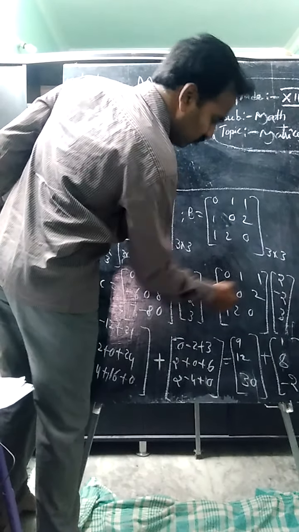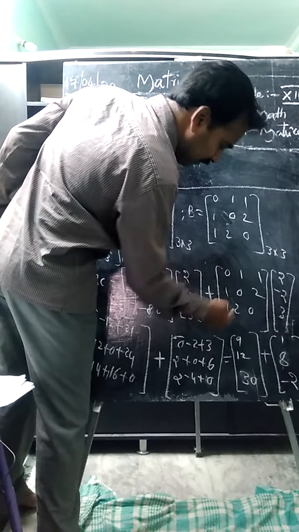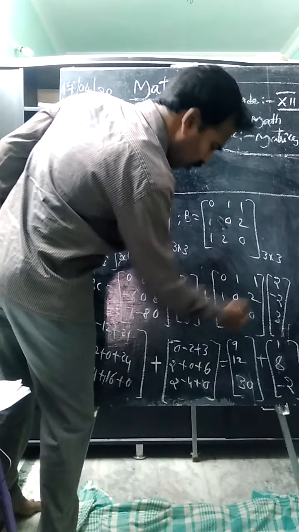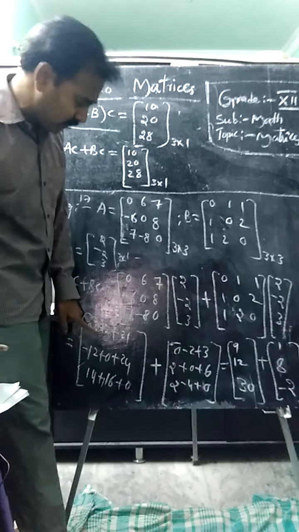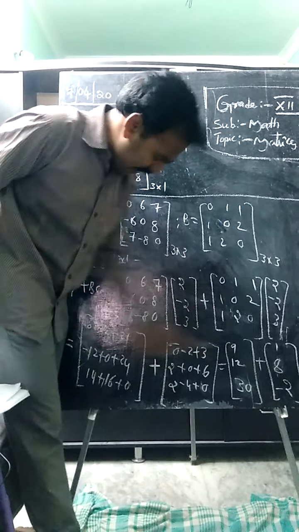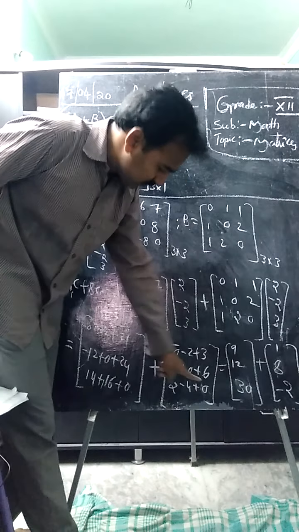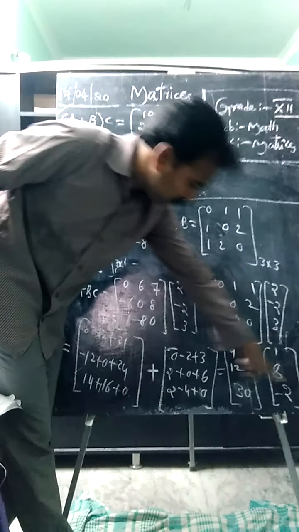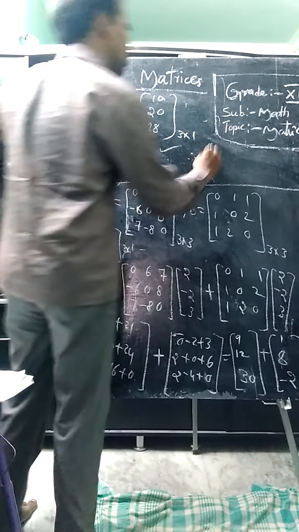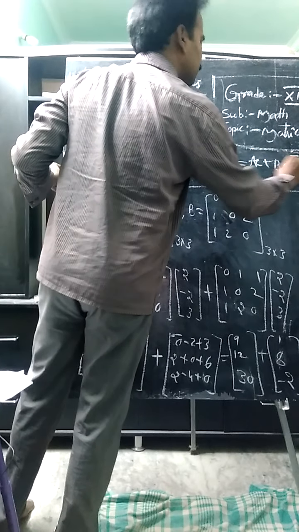Row into column, same. 2 ones are 2, 0, 2 threes are 6. Again we have 2 ones are 2. Plus into minus, minus 4, 0. When we add, see students, if you simplify, 21 minus 12 is 9. Minus 12 plus 24 is 12, 14 plus 16 is 30. Another matrix: minus 2 plus 3 is 1, 6 plus 2 is 8, minus 2 minus 4 is minus 6. Then we simplify. So therefore, we can conclude, students, that (A plus B) times C equals AC plus BC.